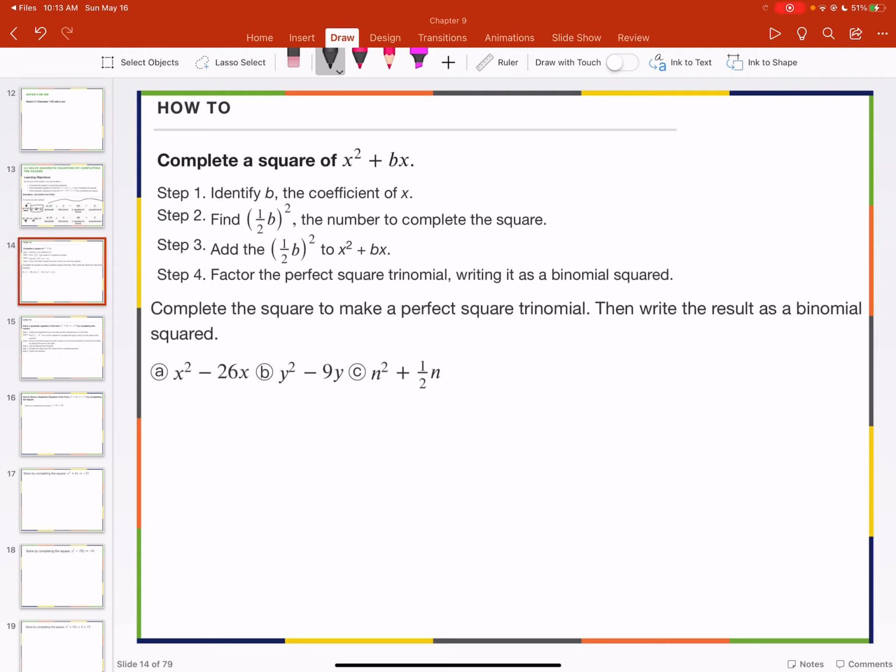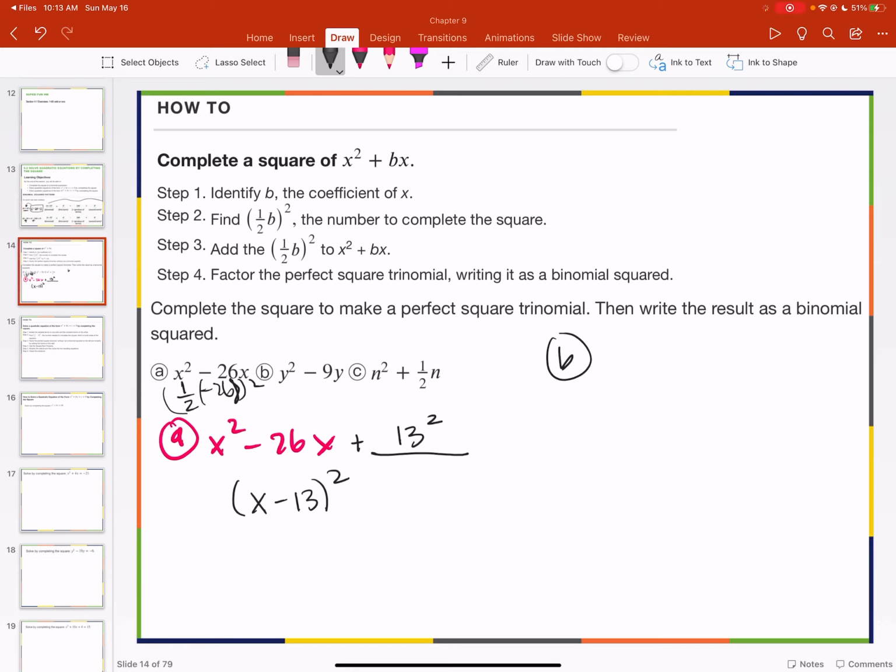So let's see what I'm saying here. If you want to complete the square to make a perfect square trinomial, for A you have x squared minus 26x. What you have to find is half of the middle term, negative 26, right? Half of it, and then square it. So we would add 13 squared, or half of 26, right? So 13 squared. And then this would become x minus 13 squared.